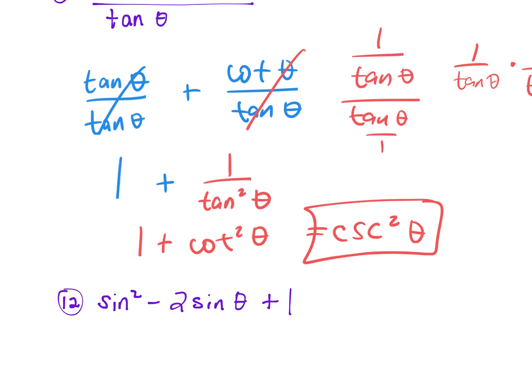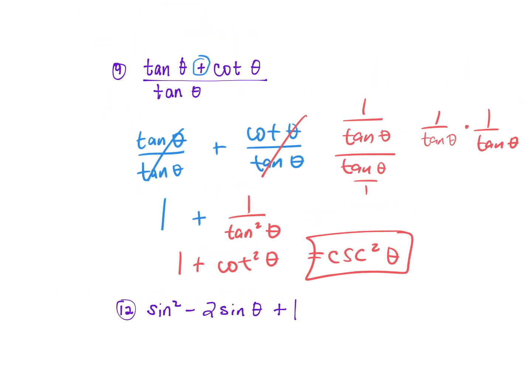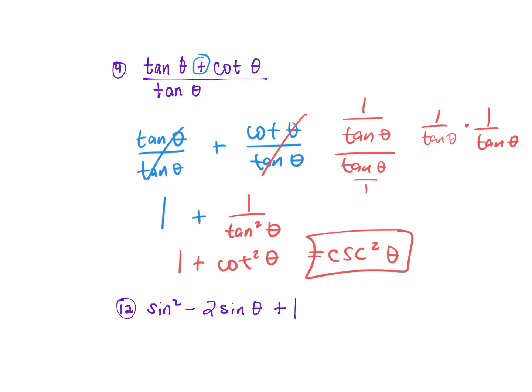There are 15 different ways that you could arrive at that same answer. If, at the very beginning, you just said, I want to go everything to sines and cosines, you absolutely could, and you could still arrive at the same answer. It just takes a little longer to get there.